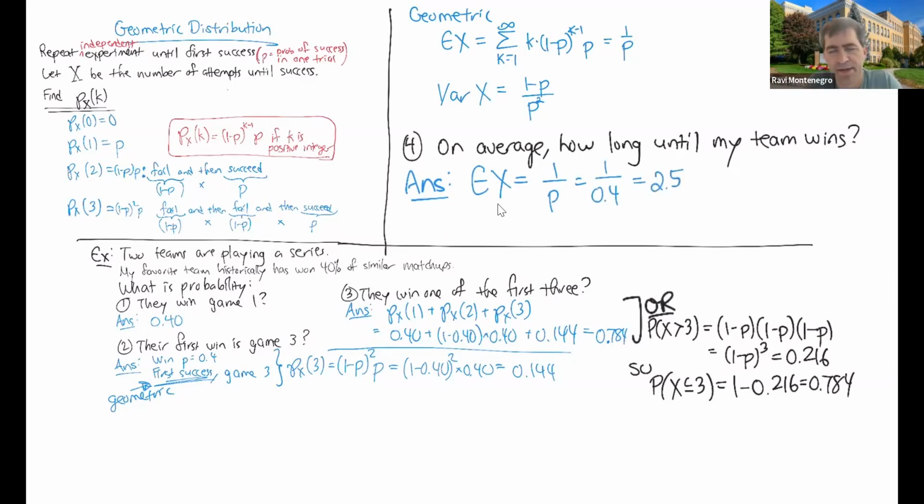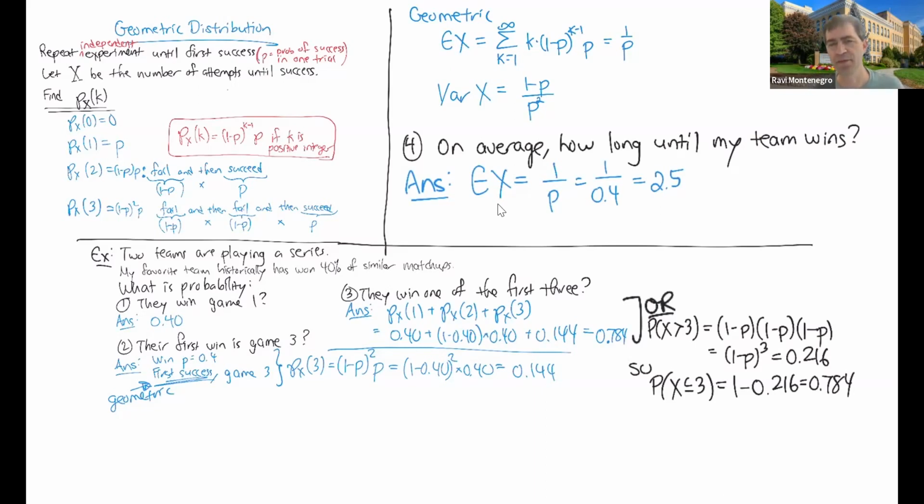And this answer makes sense. If they only play 2 games and they usually win 40%, then they probably didn't win a game. I mean, maybe they did, maybe they didn't, but 40% of 2 is less than 1. If they played 3 games, 40% of 3 is more than 1. So somewhere between game 2 to game 3, they should win their first.